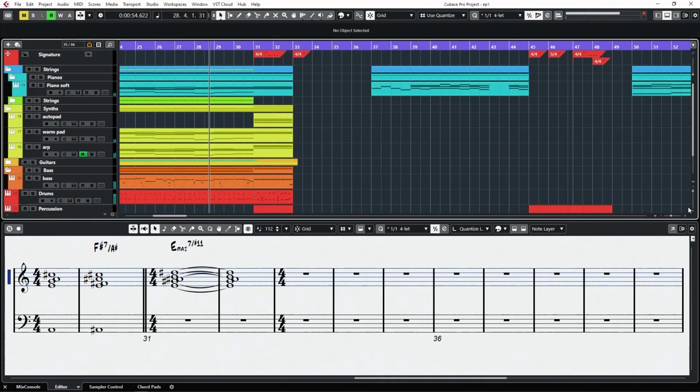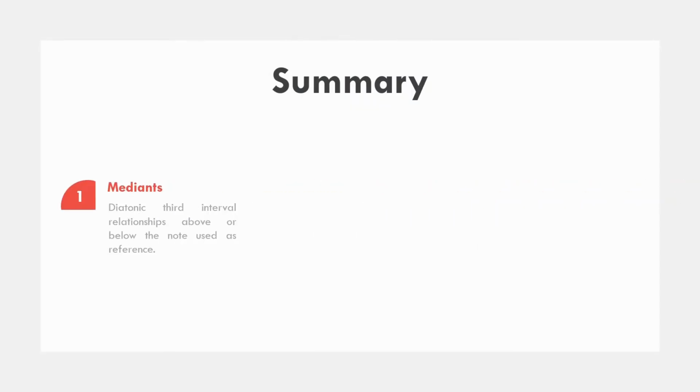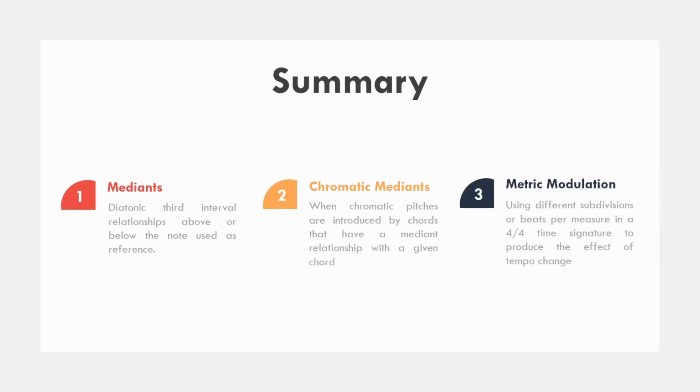This is one of the ways you can use to create what is called a metric modulation. There are other ways you can do this by using polyrhythms, but we won't be covering it now. Explore these ideas and try to incorporate them in your songwriting.